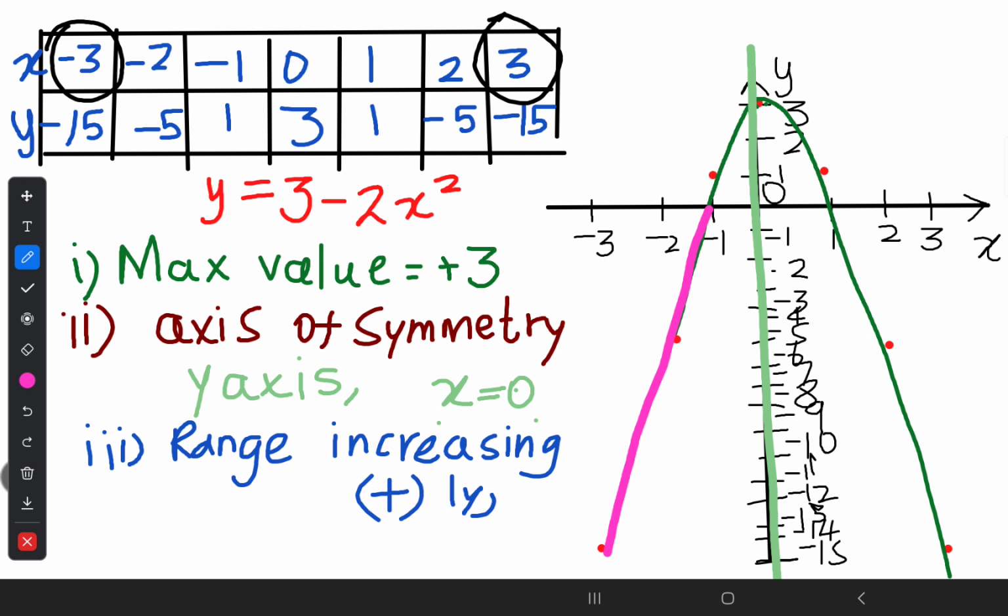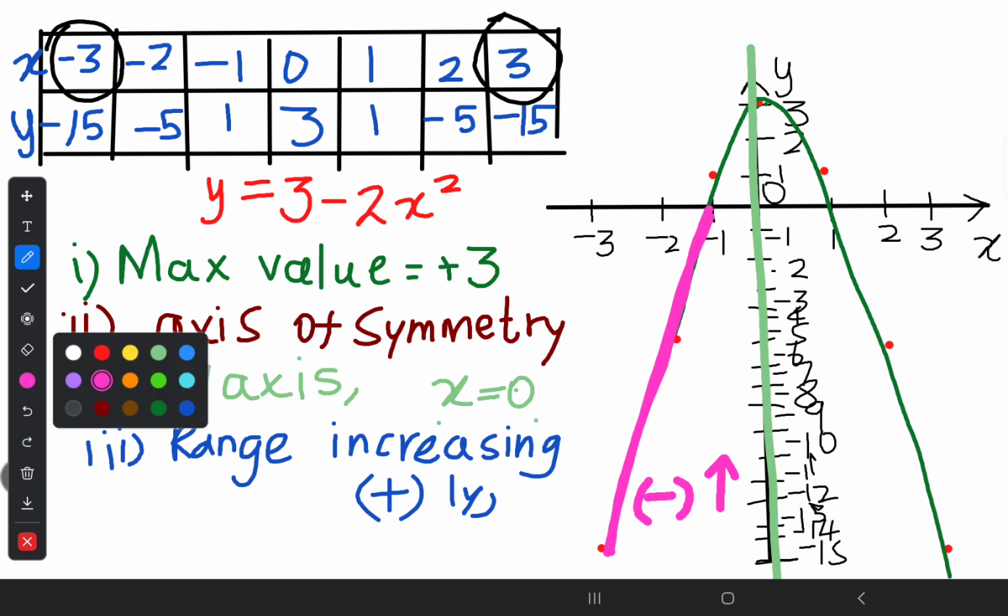In this region, what's happening? For the function, you should find the y values. The values are negative and increasing, starting from here to here, from bottom to top, negatively increasing. Here negative 15, negative 13, negative 10, negative 6, negative 5, negative 2. So all the values are negative but increasing. This is the phenomenon happening in this region.